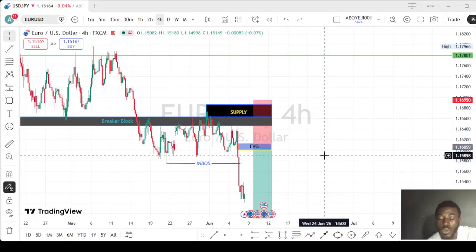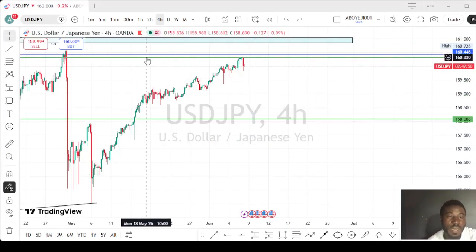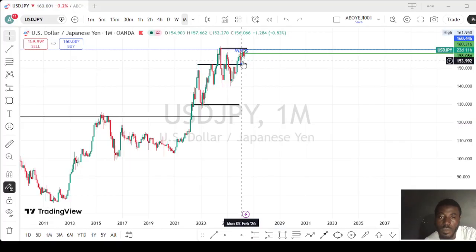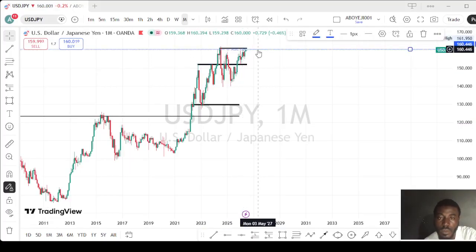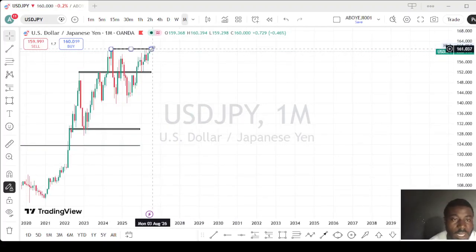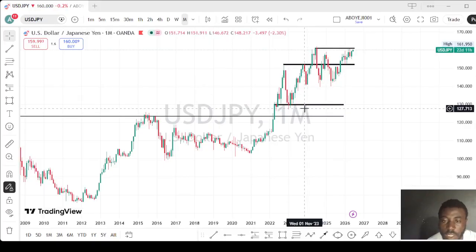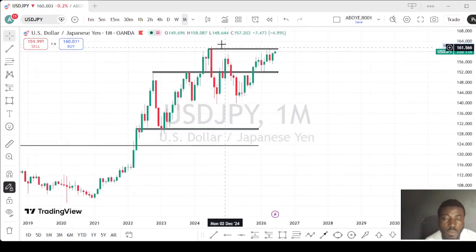So let's move to UJ. Let's see what UJ has for us. This is UJ. You can see we said we are expecting the market to from this supply. Let's start from monthly time frame. This is our key level on monthly time frame. You can see this is our key level. This is our key level here. This is our key level here also. So let's move to weekly time frame. This is where we are expecting the market to touch before we can see any reaction.